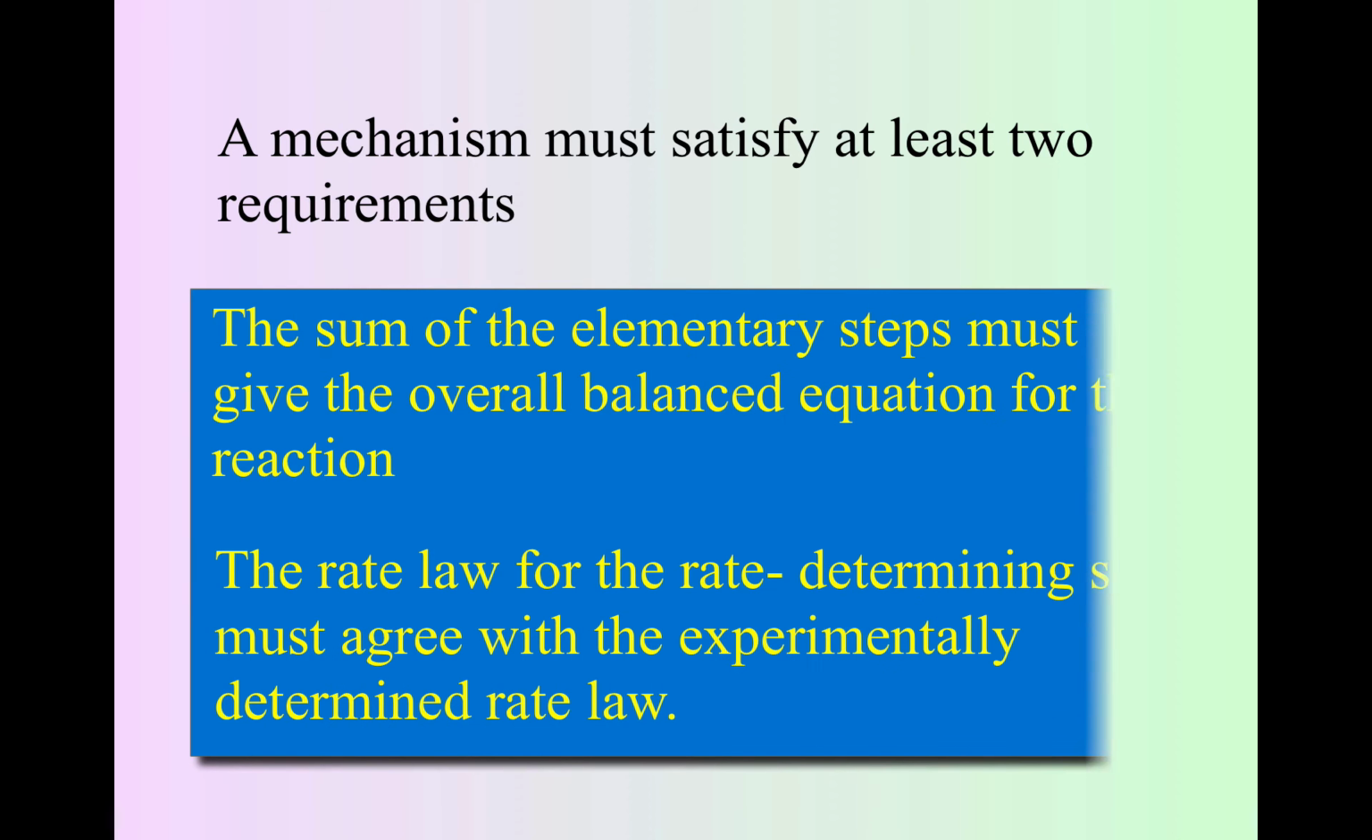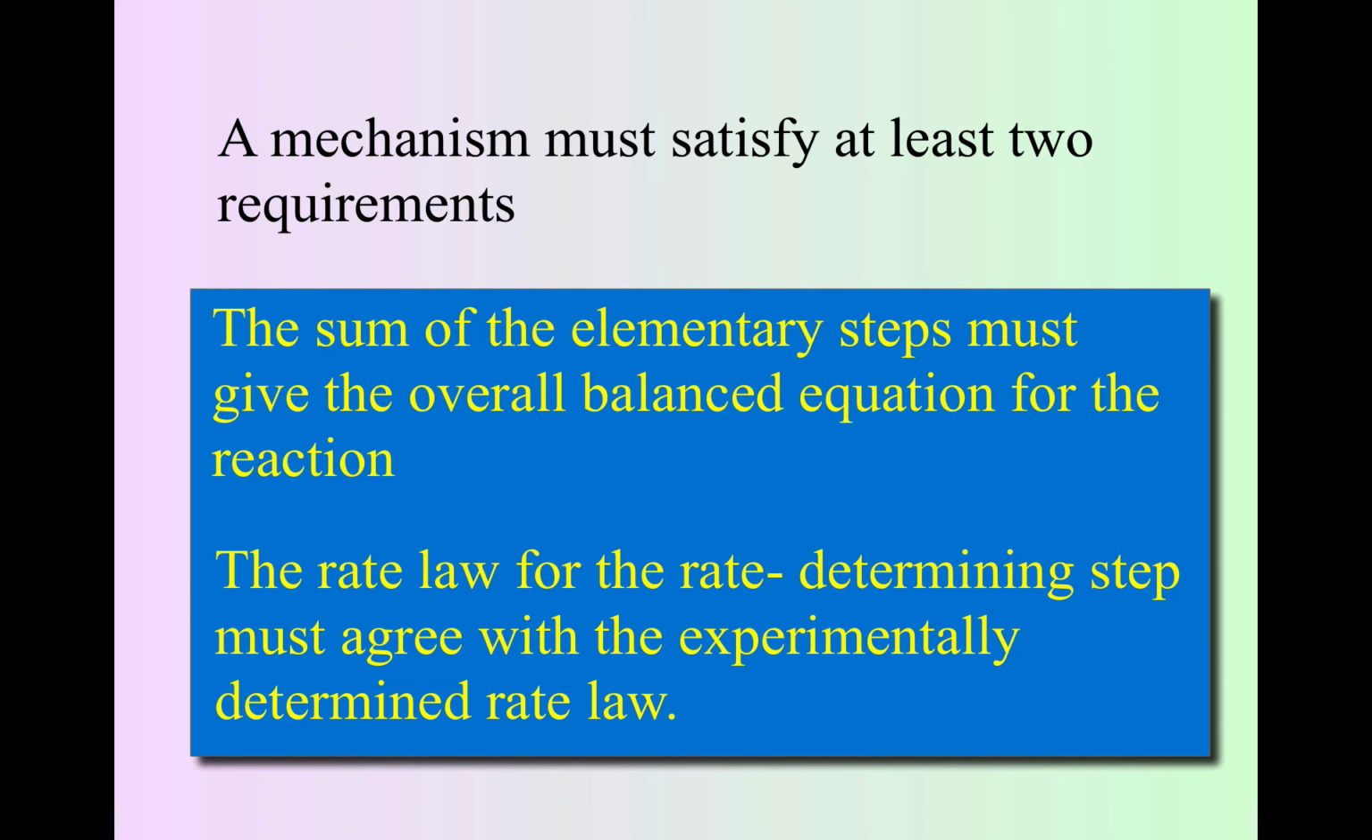All right, so when you're writing a mechanism, it has to satisfy two requirements. First, when you add up the elementary steps, things that get made in one step and used in another have to cancel, so that when you add the steps together, you come out with the balanced equation. The second requirement is that the rate law for the rate determining step has to agree with the experimentally determined rate law.